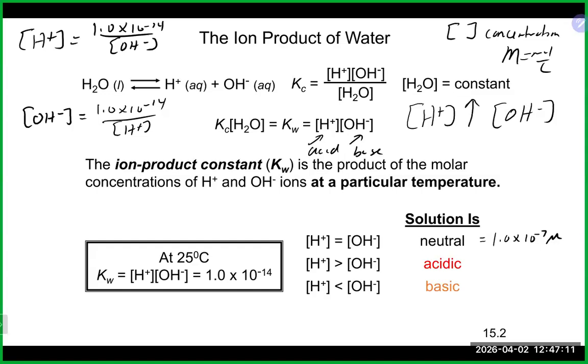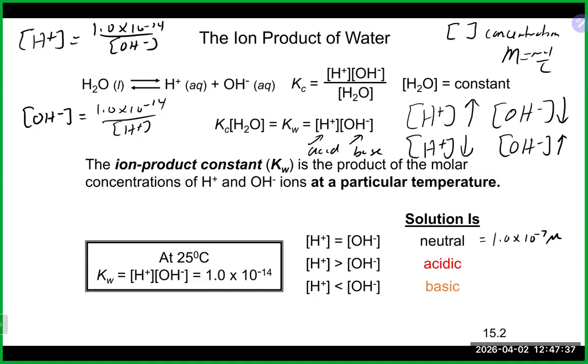The relationship between H plus and OH minus is an opposite relationship, which means as the H plus concentration goes up, the OH minus concentration goes down. So they run opposites of each other. And as the H plus concentration goes down, you will see an increase in the OH minus concentration. So if you have a really big H plus concentration, you're going to have a really small OH minus concentration. And that's why your solution is going to be pretty acidic at that point.